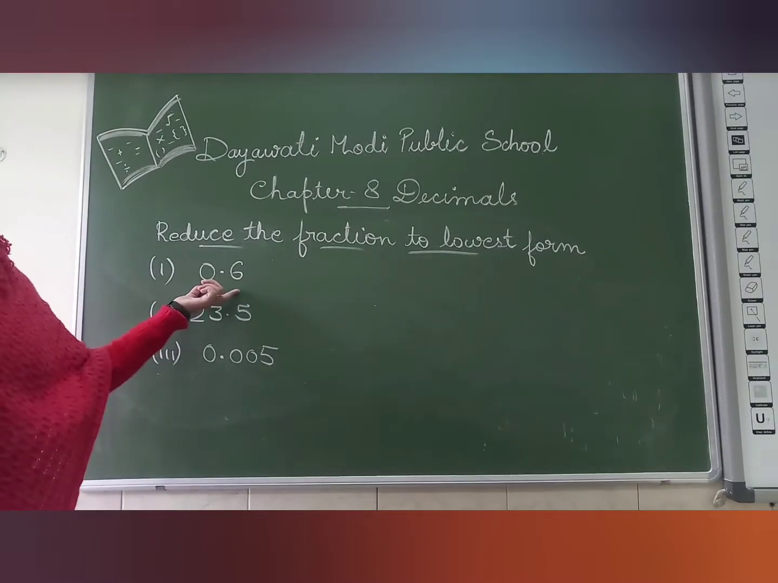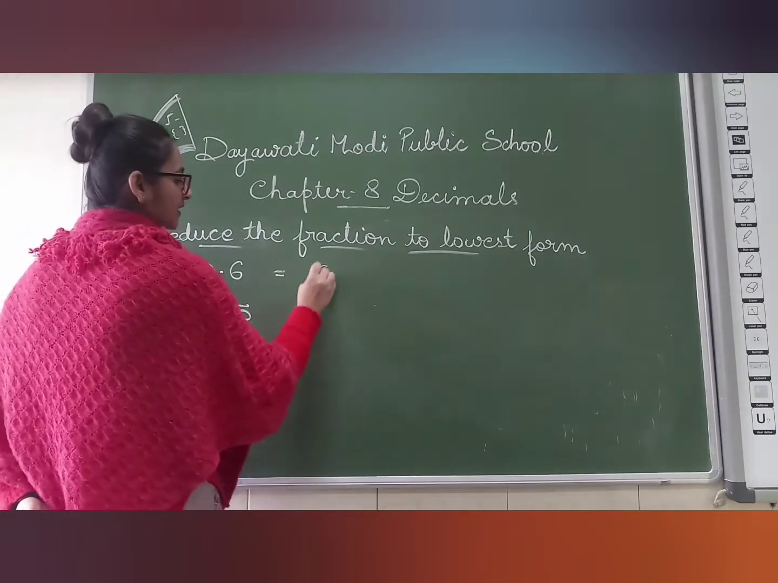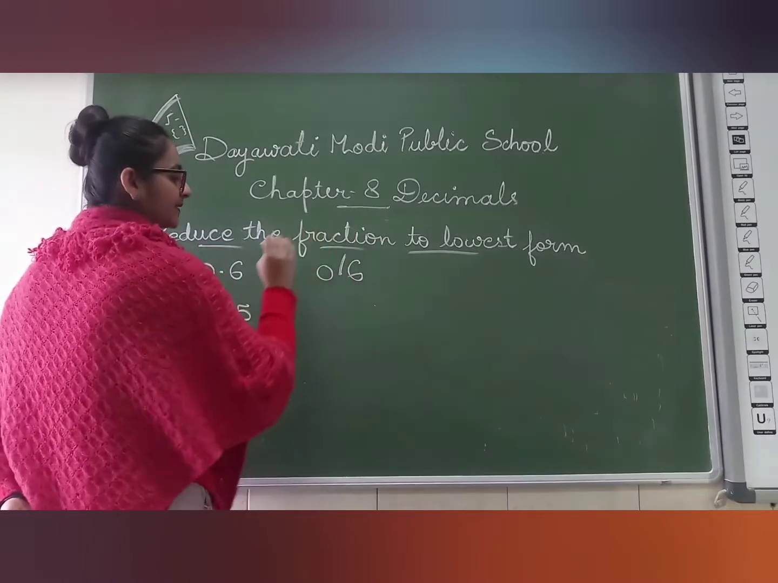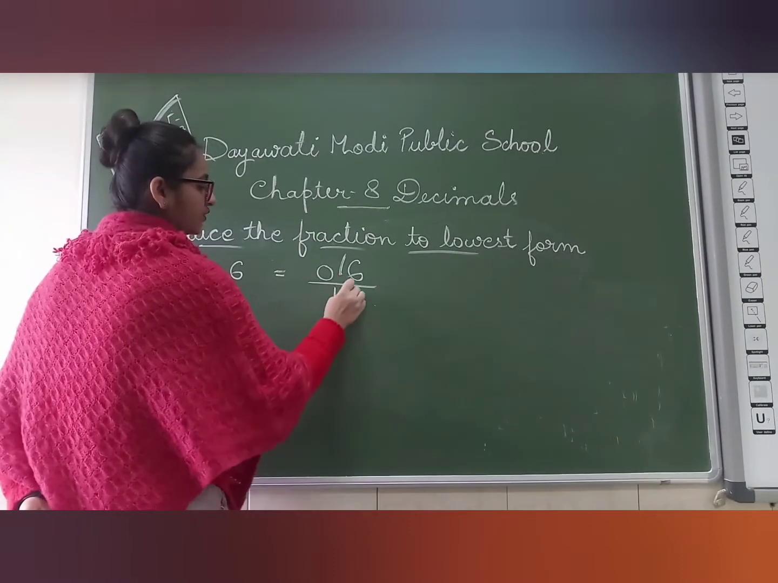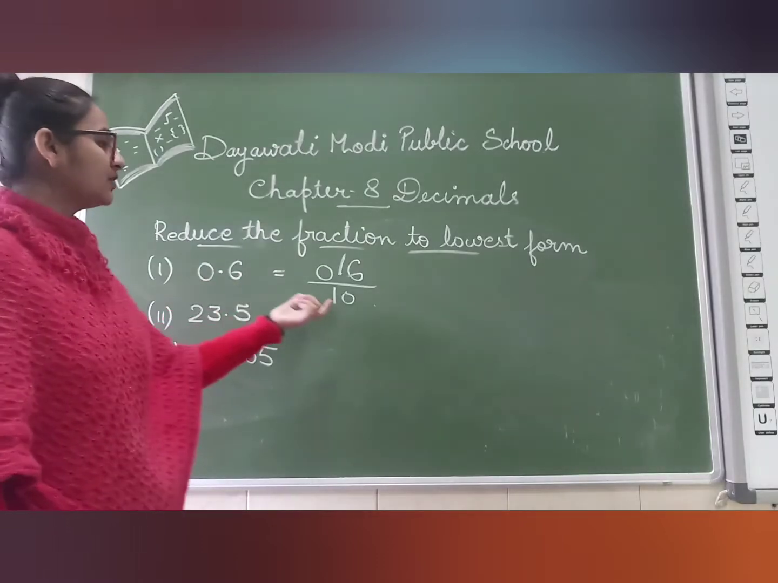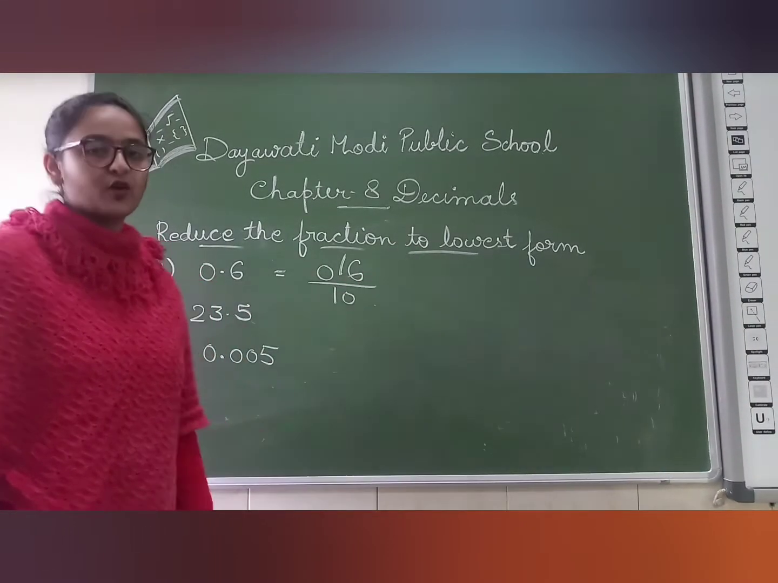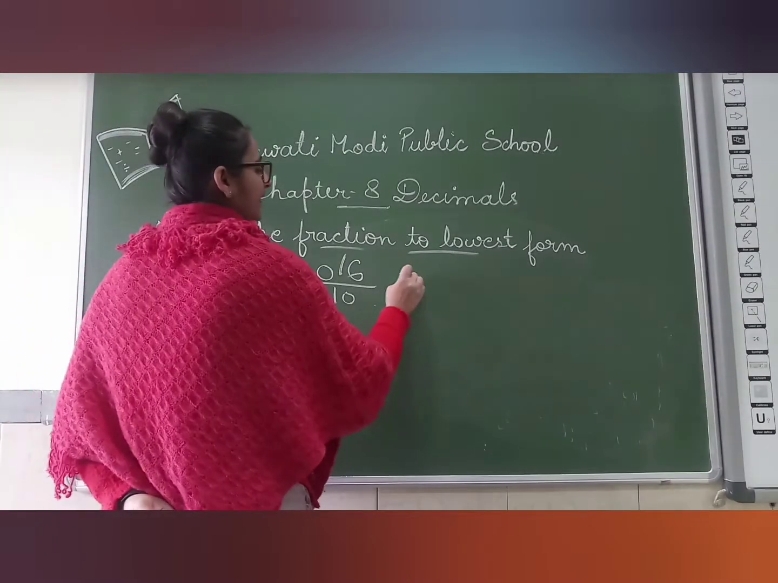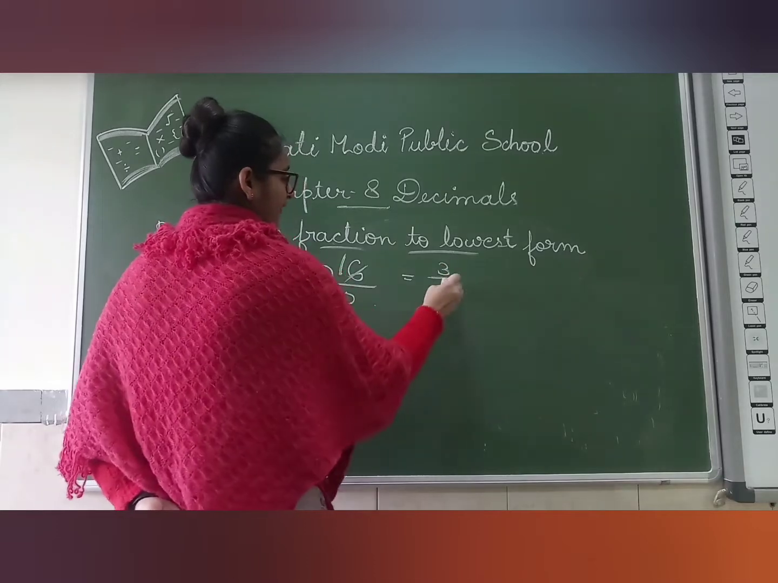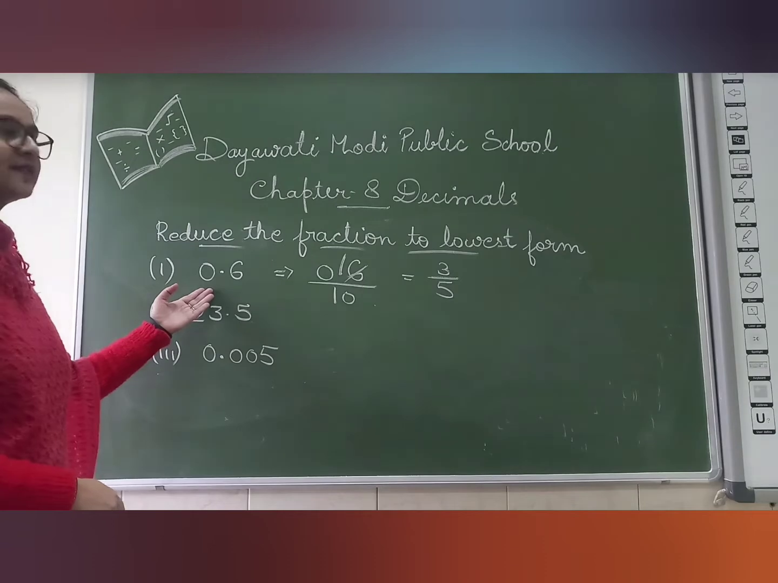Now students, let's learn to reduce the fraction to lowest form. So this is a decimal part. Firstly we will convert into a fraction. So 0.6. Now we will remove the decimal and place 10 in the denominator. Okay? This is a method to convert into a fraction. Now you have to convert this fraction into lowest form. So you could easily divide it. Now 2 3s are 6 and 2 5s are 10. So 3/5 is the lowest form for the decimal number 0.6.